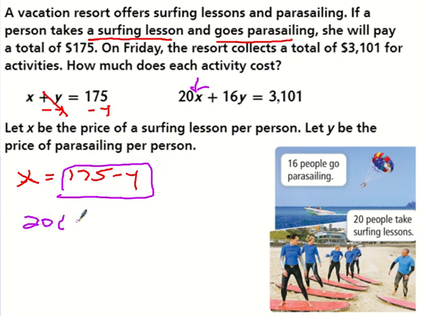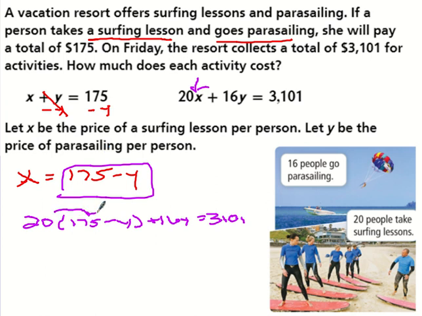I'm going to do 20 times 175 minus y plus 16y equals 3,101. So what I did is, because I didn't have a variable solved for itself, I did it myself. I solved for a variable. And so I rewrote the equation a little bit. I just moved some stuff around. I got x by itself, and then I made that substitution in for x. And now I get to go ahead and just solve my equation.